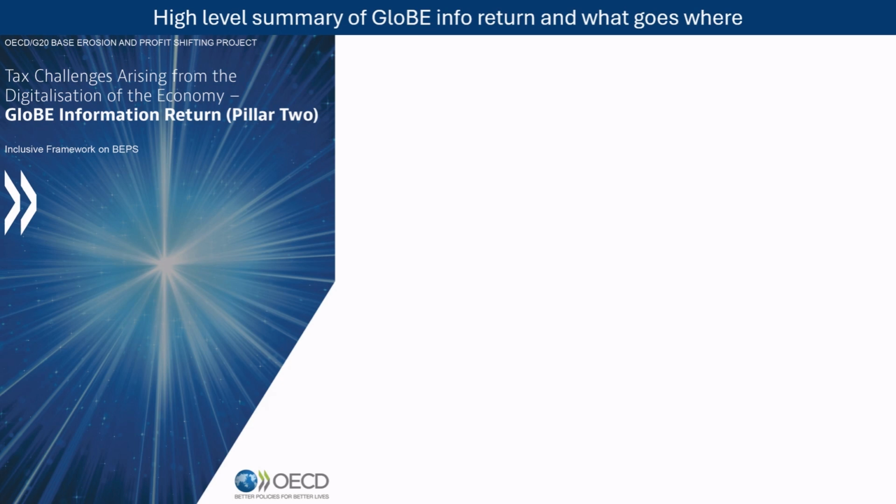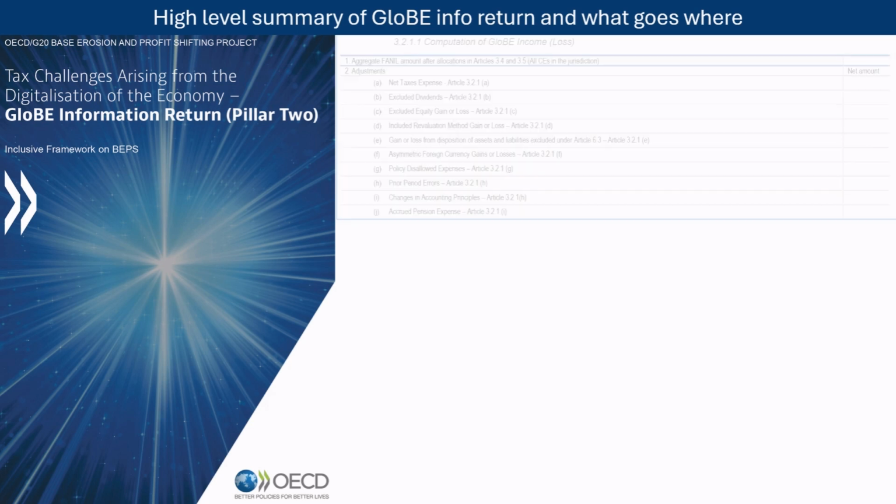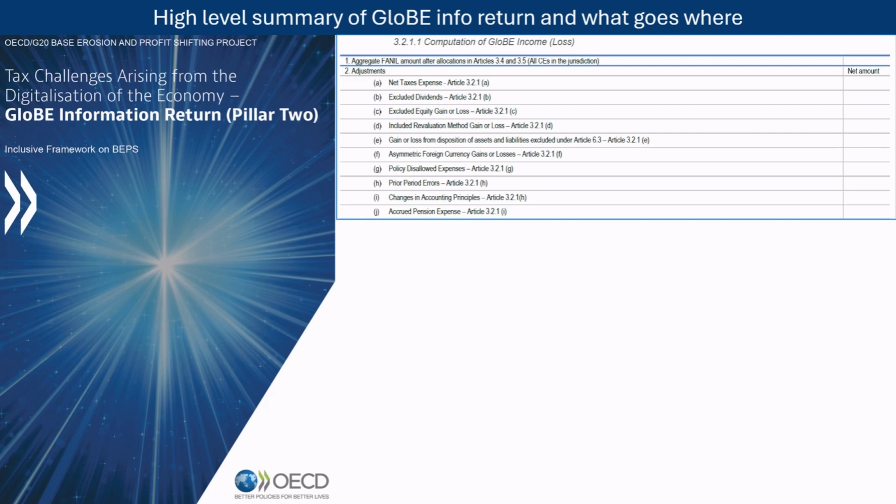So let us try and understand the GloBE info return on the high level first before we dive into the details and the complexities. So what do we need to do? We need to calculate what our GloBE income is, right? What we need to know is whether we have an effective tax rate of 15% or less. If it's less, we need to pay top-up taxes.